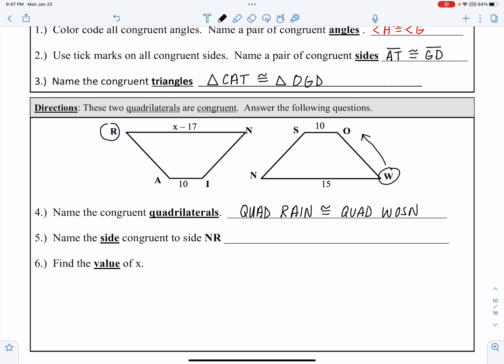okay? All right. Name the side congruent to side NR. So let's find the side NR, or line segment NR. So NR is right here. I'm looking for that same congruent side, which is this. So I'm going to say line segment NR is congruent with line segment, let's see, NW. And put your line segment symbol on top.